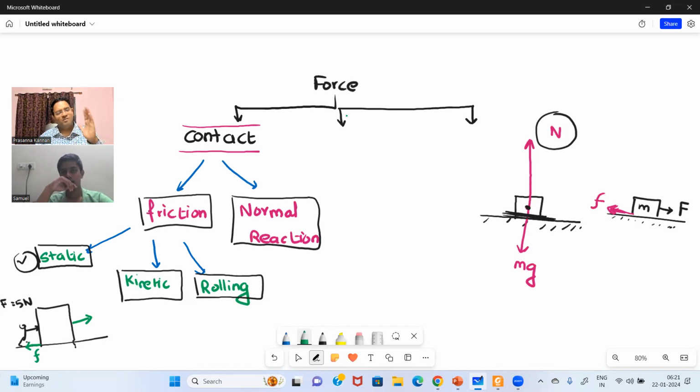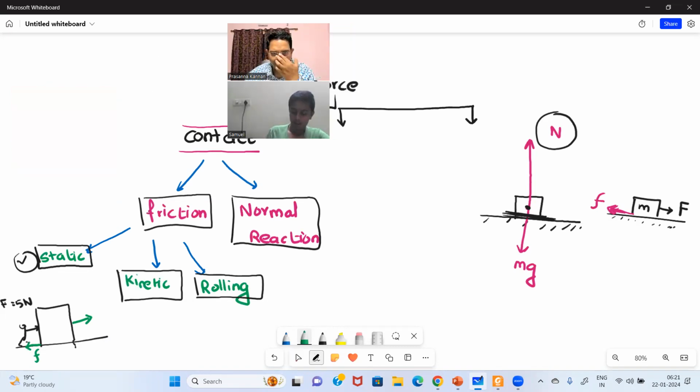Very good. So you applied 5 Newton. What is friction? Minus 5 Newton. Meaning it's also 5 Newton, but in the opposite direction, correct? So what is the net force? 0. That's why the almirah is not moving. Is that clear? Yes, sir.